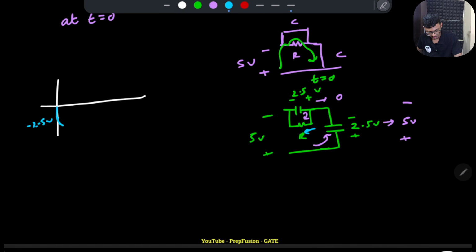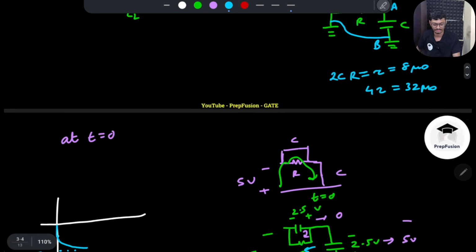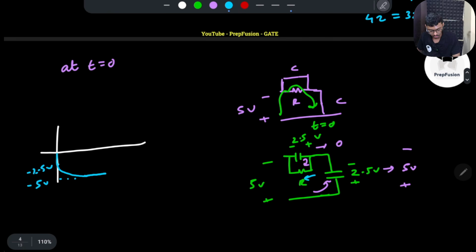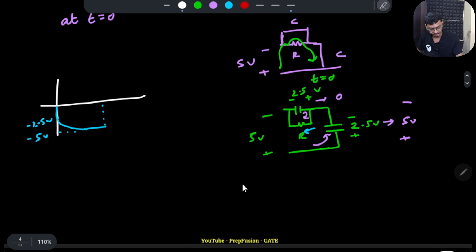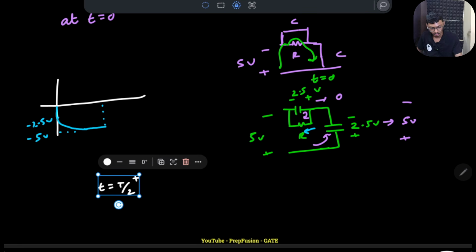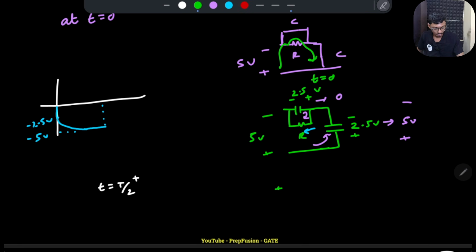I need only 32 microseconds to reach -5, but the input of -5 is present for 2 milliseconds. So I have more than enough time to remain at -5. Now I am at -5. Now at t equals capital T by 2 plus, what will happen? Suddenly this input voltage will change from -5 to +5.